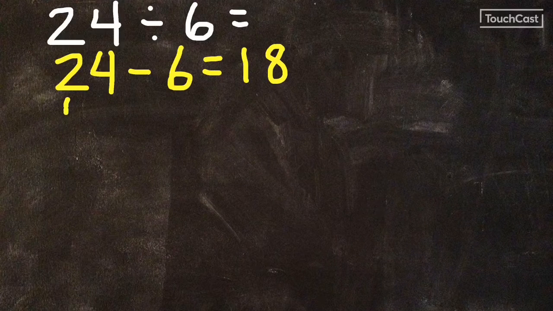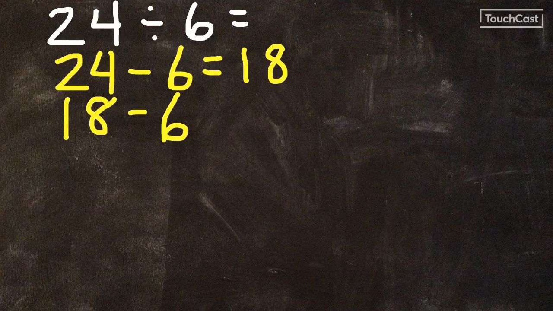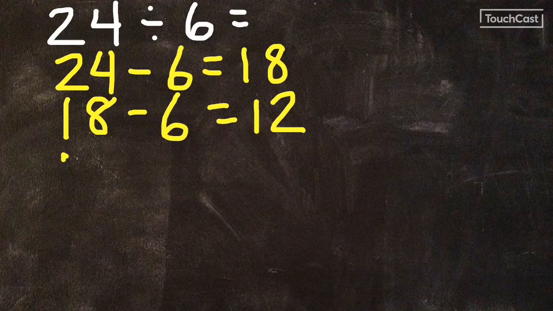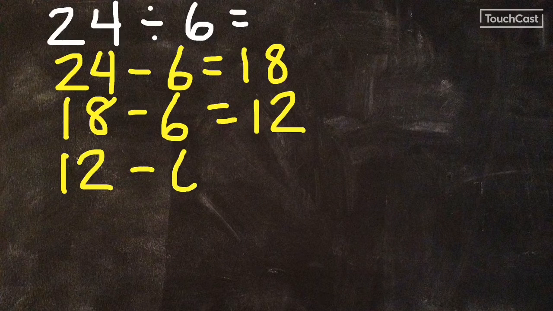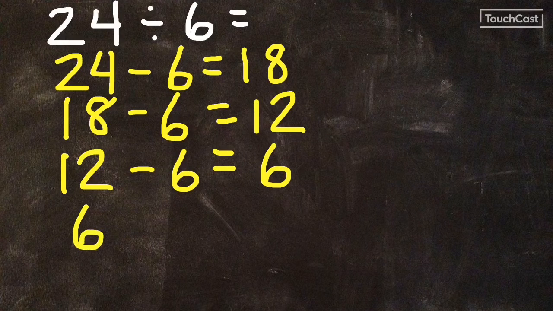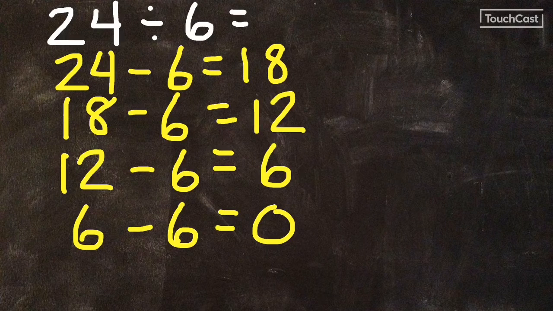I'm not at 0 yet, so I'm going to start with 18 and subtract 6 again. 18, 17, 16, 15, 14, 13, 12. It equals 12. Getting closer. 12 minus 6 equals 6. 6 minus 6 equals 0. How many tries did that take? 1, 2, 3, 4. It took us 4 subtraction sentences to get to 0. So 24 divided by 6 equals 4.